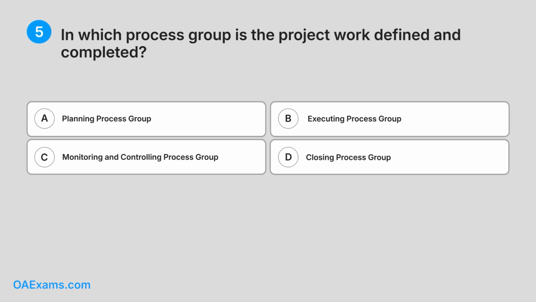5. In which process group is the project work defined and completed? A. Planning process group. B. Executing process group. C. Monitoring and controlling process group. D. Closing process group. Do you know the answer?